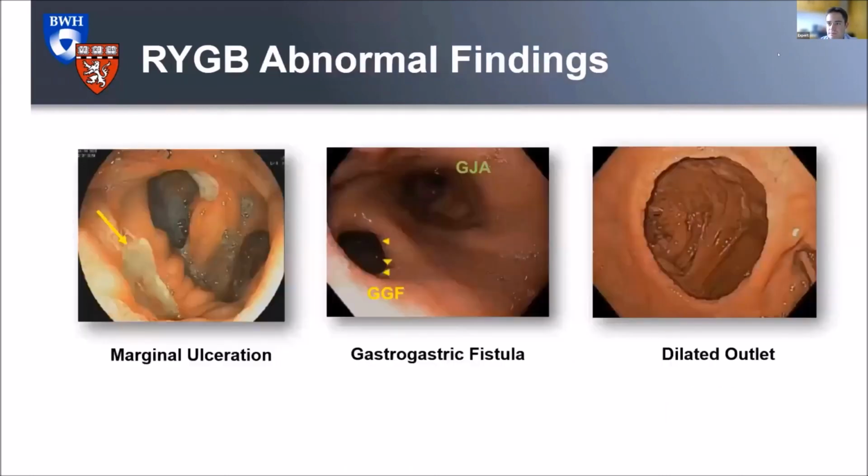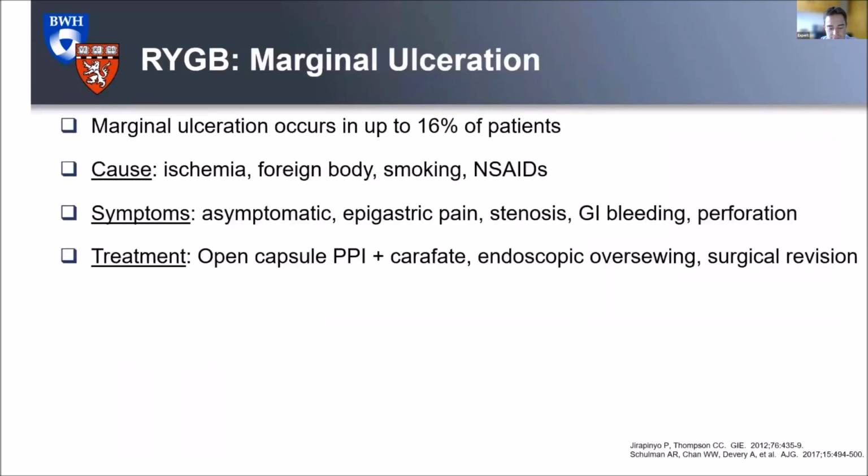Here are the more common abnormal findings of Roux-en-Y gastric bypass, including marginal ulceration, gastric fistula, and dilated gastrojejunal anastomosis. Marginal ulceration occurs in up to 16% of the patients. The most common location of the marginal ulcers is on the posterior aspect of the jejunal side of the gastrojejunal anastomosis.